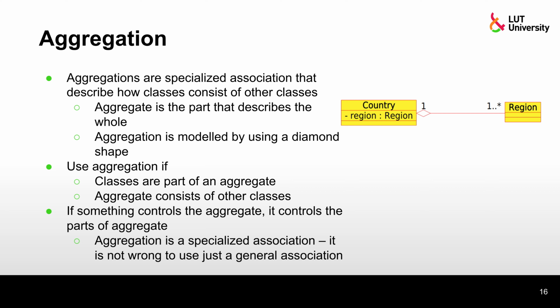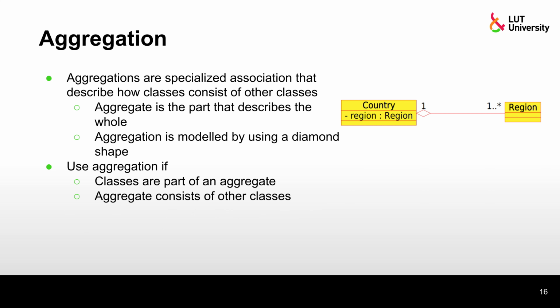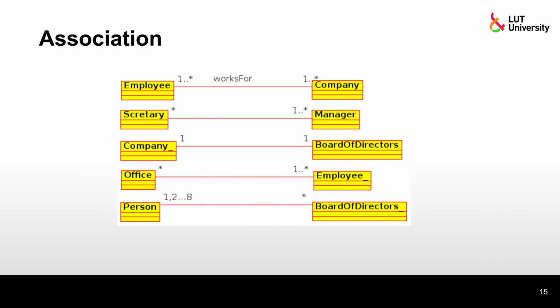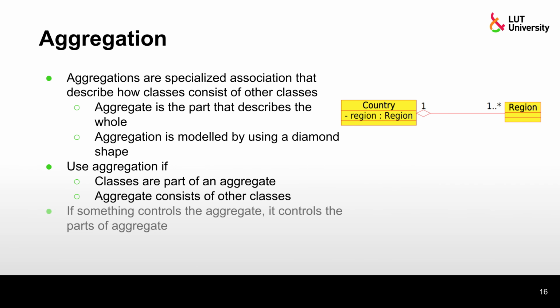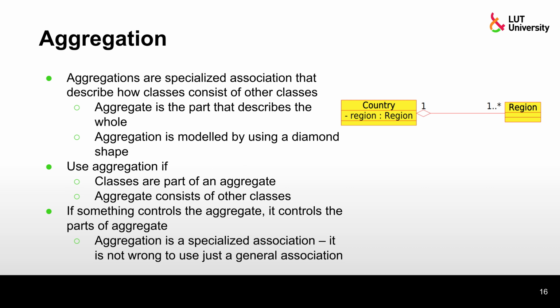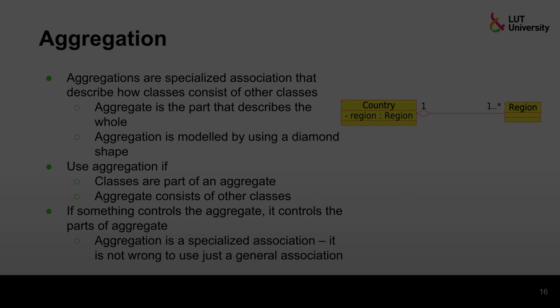And aggregation is a specialized association. It is not wrong to use just the general associations, meaning that there would be a line like it was here in the previous. There is no aggregation, it's just those basic associations drawn by line. But this aggregation gives the developer a clearer picture that the country here has these regions.